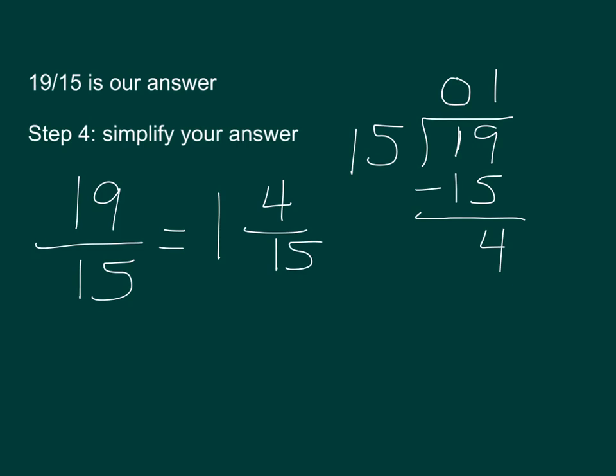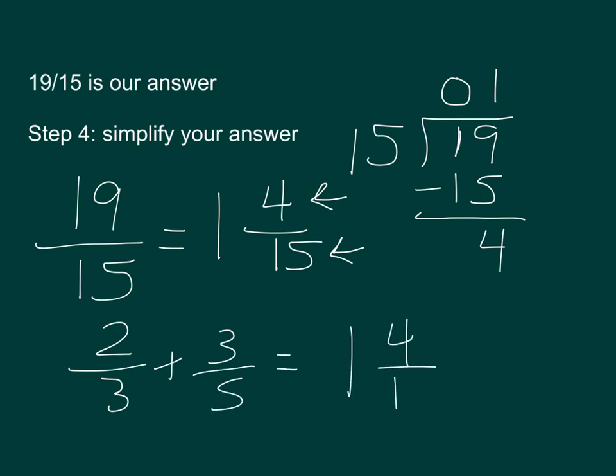With 1 and 4/15, however, we've got to check, make sure, can any number divide into 4 and 15? I'm looking to think, okay, 4 is an even number, so 2 can't divide into 15. And 3 can't divide into 4, so it looks as if we've simplified our answer. So when we come back to the original problem of 2/3 plus 3/5, it actually equals 1 and 4/15.